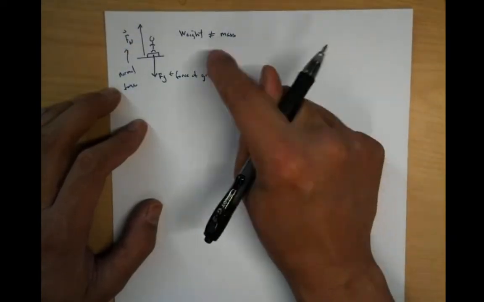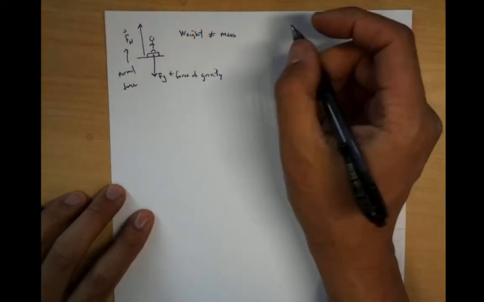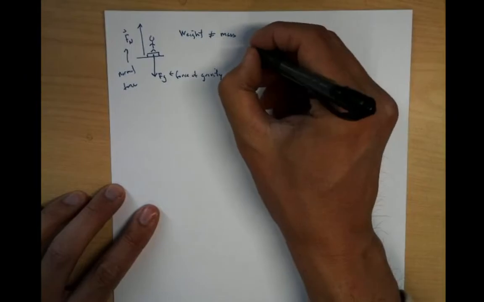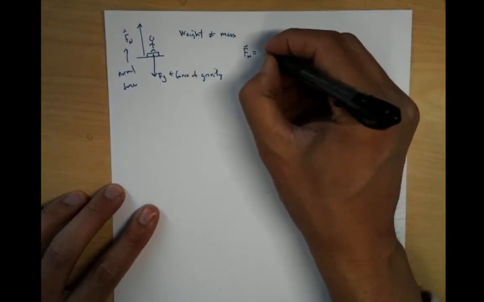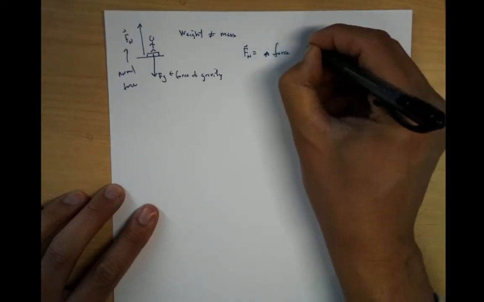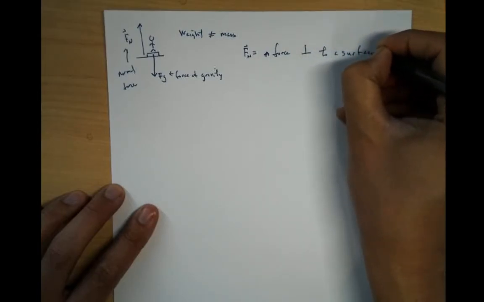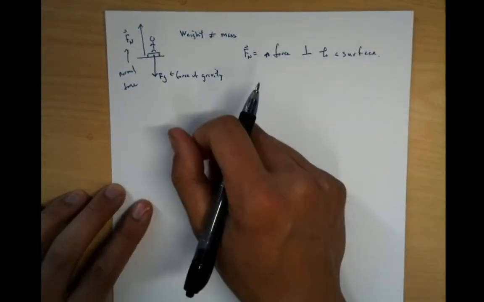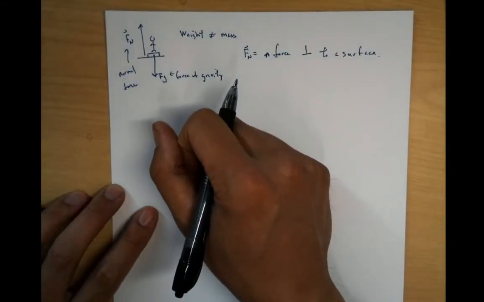And it's this normal force that's actually what the scale measures, in fact. Okay? So the normal force, F_N, is the force perpendicular to a surface. And it's always there, basically, to stop it from going through the surface, per se.